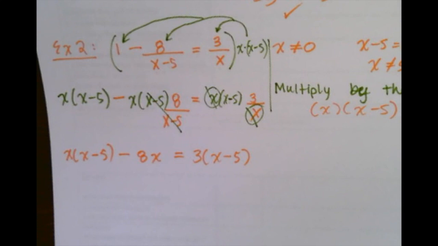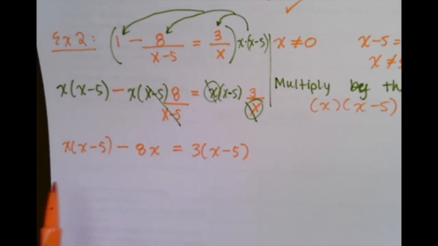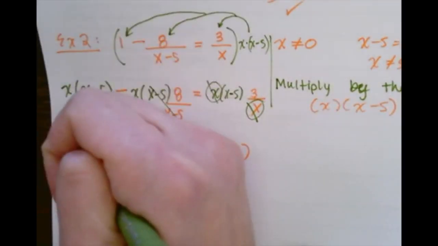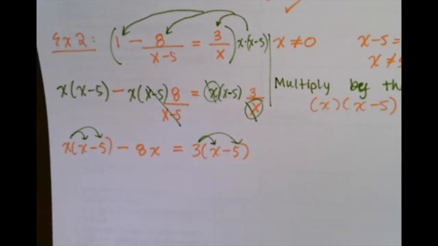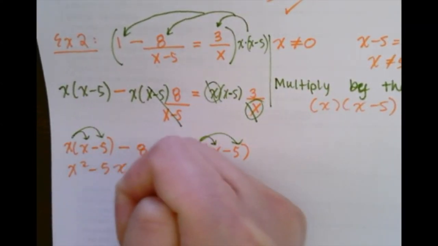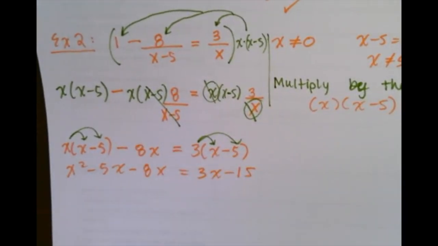Okay, so now I'm not done, but this is now an equation that is a lot easier for me to solve. I know what to do now. I can just distribute and then go from there, right? So let's start by distributing. I'm going to distribute the x in there and the 3 in over here. So I get x squared minus 5x minus 8x is equal to 3x minus 15, okay?